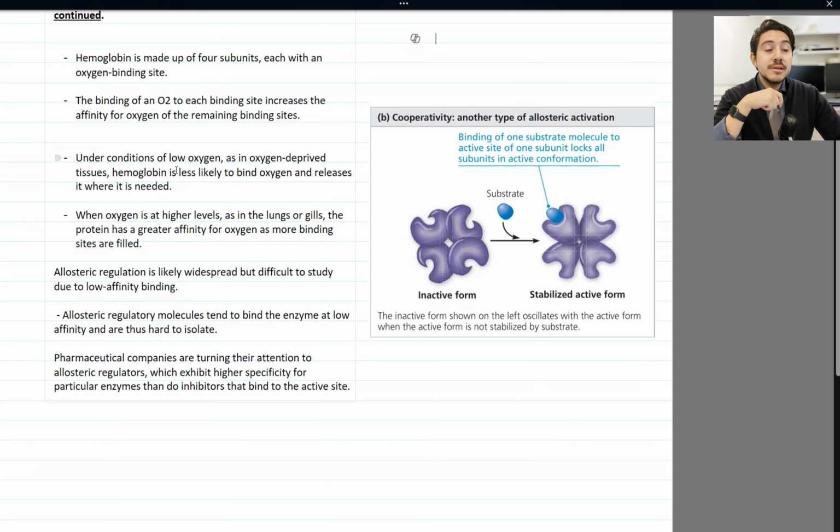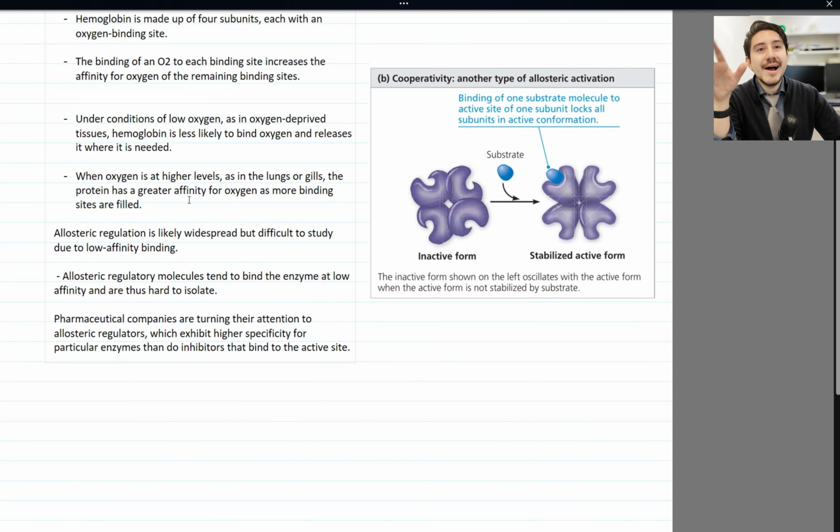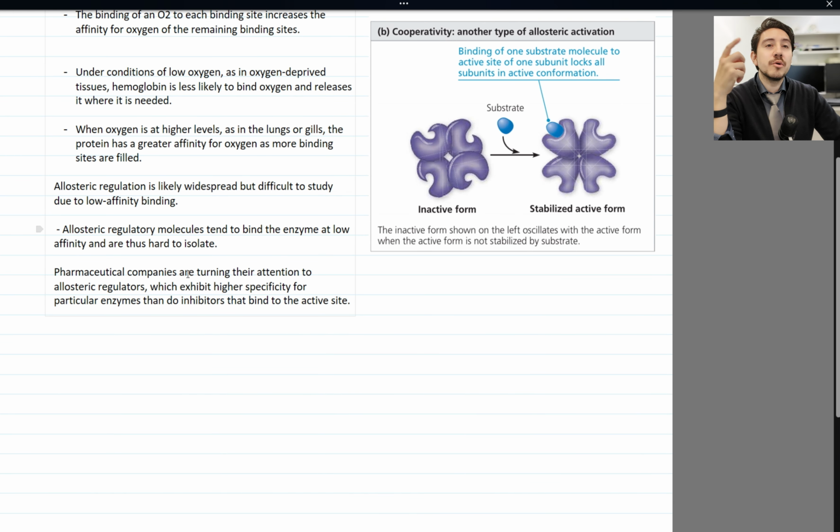Here, under conditions of low oxygen, as in oxygen-deprived tissues, hemoglobin is less likely to bind to oxygen. So then it releases it whenever it's needed, and you'll allocate to the tissues that are more vital. When oxygen is in higher levels, as in the lungs or gills, the protein has greater affinity to oxygen, so more binding sites are filled. More use, more efficiency, more work for overall collection of oxygen to be transported to other tissues.